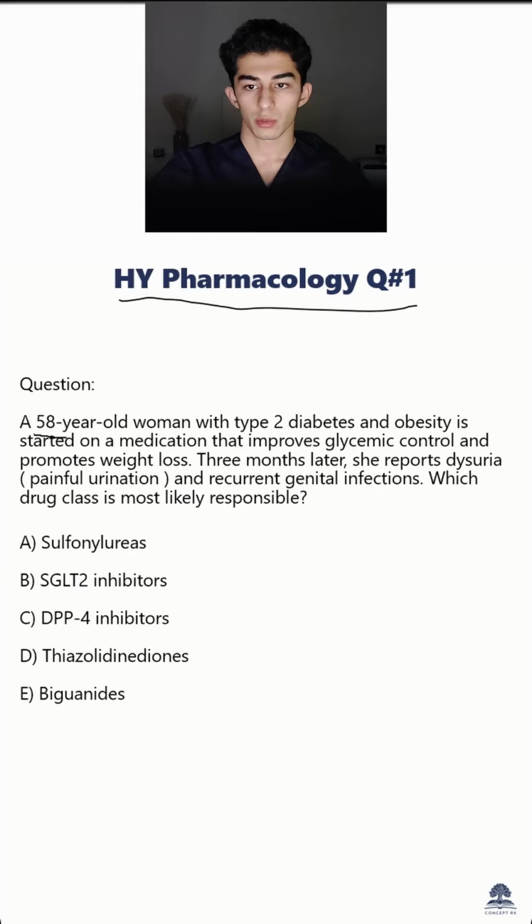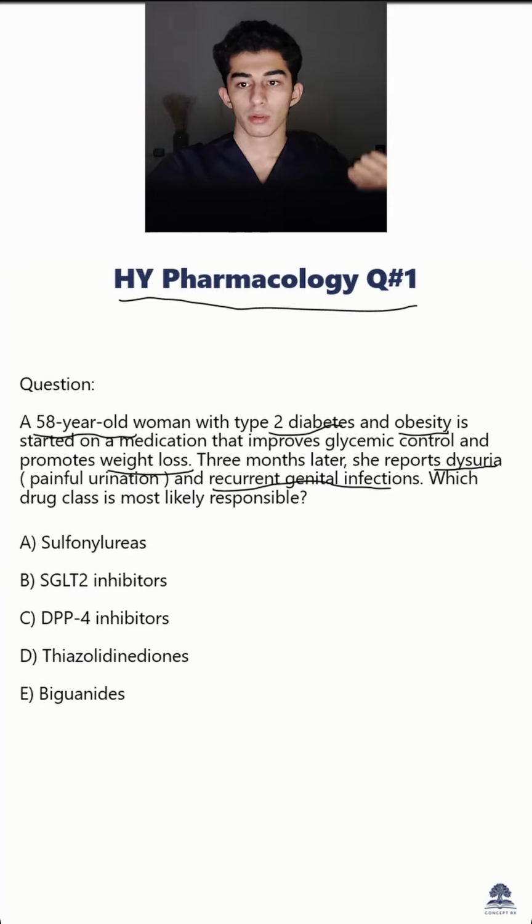We have a 58-year-old woman with type 2 diabetes and obesity. She started on a medication that improves glycemic control and promotes weight loss. 3 months later, she reports dysuria, which means painful urination, as well as recurrent genital infections. Which drug class is most likely responsible?